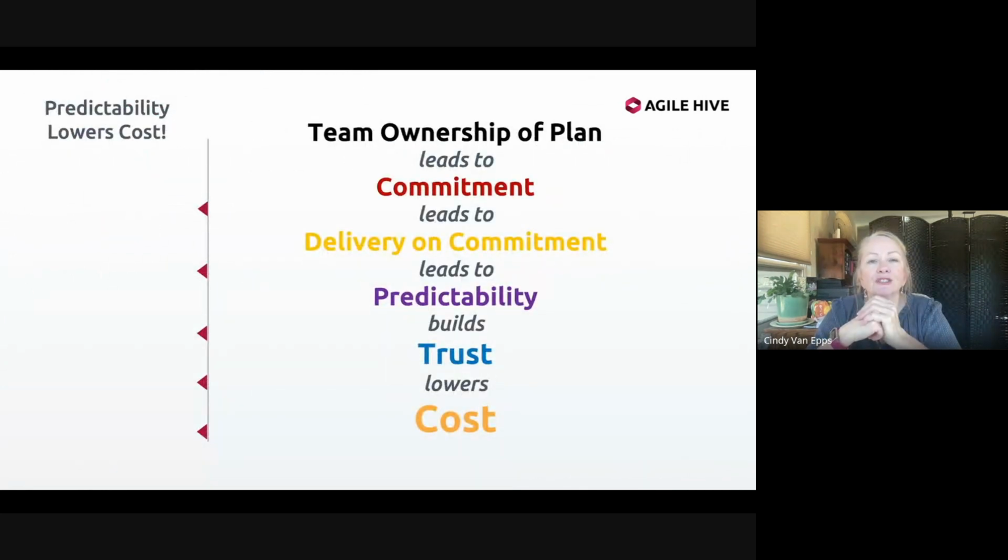Moving on to a chart that I always use to talk about the value of predictability. Predictability lowers cost. That's what's motivating you to care about that metric. When teams own a plan, that leads to commitment. The commitment leads to delivery, which leads to predictability. That builds trust. And trust, whether it's in the business environment or your personal life, lowers cost. Why? Because it removes the desire to have a lot of micromanagement. And so those are the kinds of coaching points that I use on predictability.